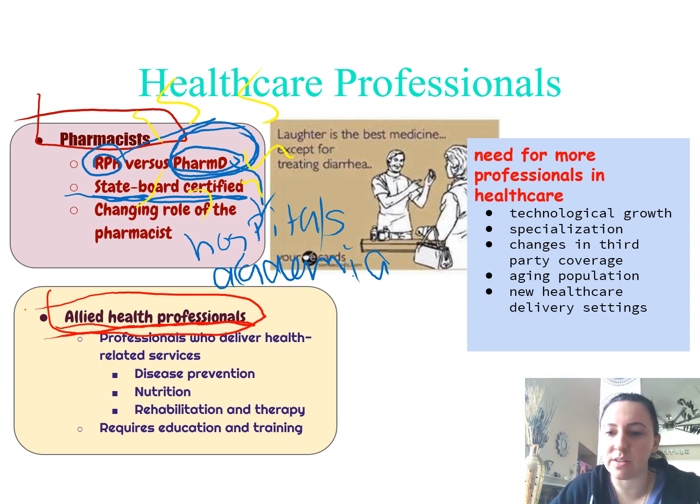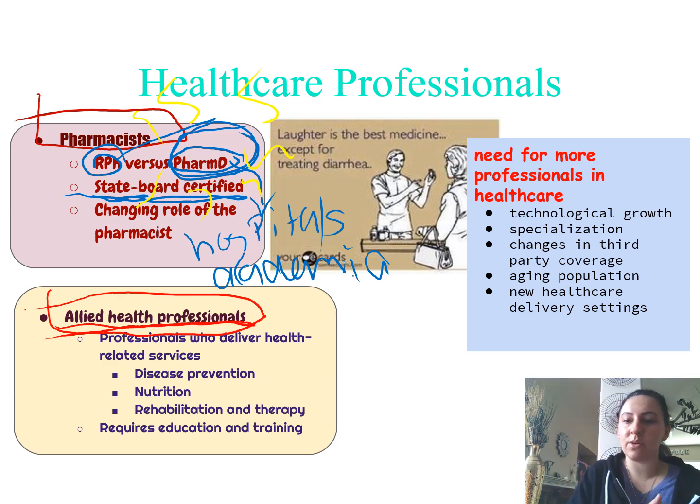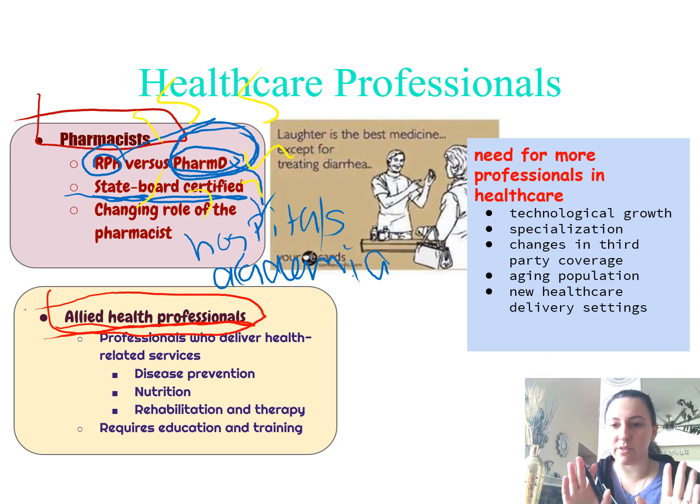A lot of these professionals work in disease prevention, nutrition, rehab, occupational therapy, things like that. Most of these professions will require you to have a licensure or certification by the state. You won't necessarily be able to practice unless you're board certified by the state, or you have your state licensure, whatever is required for that profession. Most of them will require something like that.